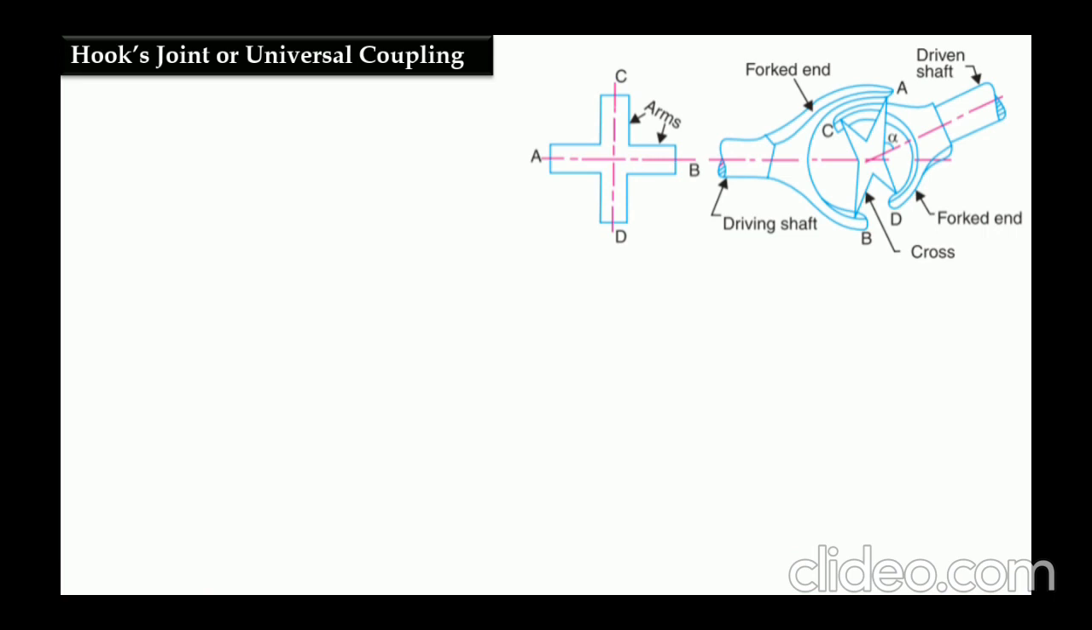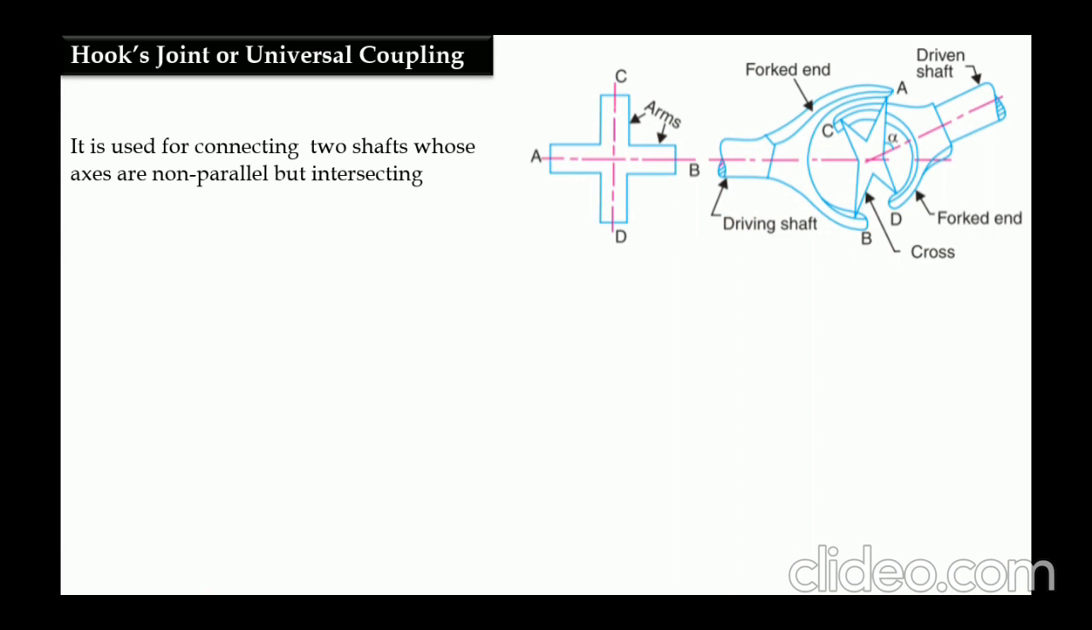The figure shows a typical universal joint where two shafts are shown. One is a driving shaft and the other is a driven shaft. These two shafts are connected with the help of a coupling which is called a hook joint or universal coupling. This universal coupling consists of a major part called the cross. This cross has two arms, arm AB and arm CD. These two arms connect the two forks which are connected to the driving and driven shaft. So the hook joint is used for connecting two shafts whose axes are non-parallel but intersecting.